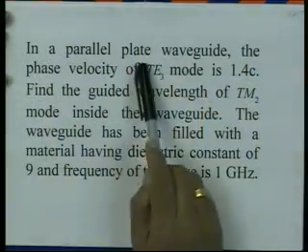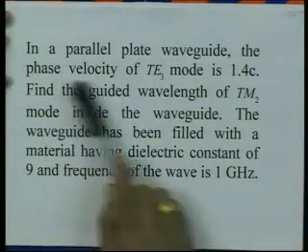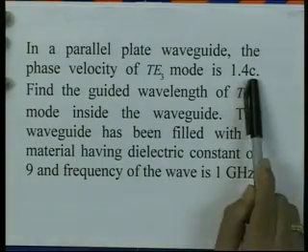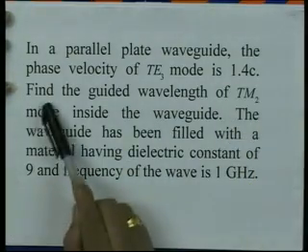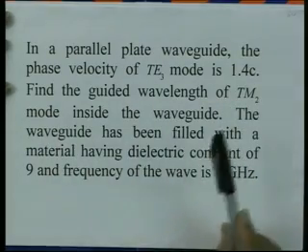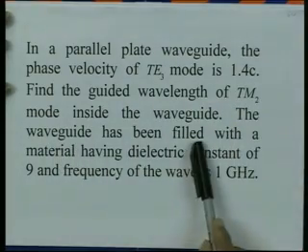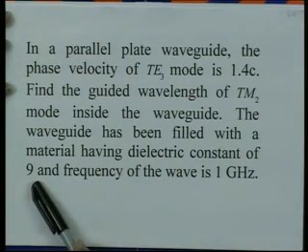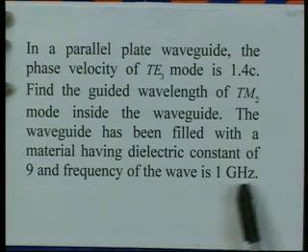Let us consider a problem. In a parallel plate waveguide the phase velocity of TE3 mode is 1.4 c, where c is the velocity of light. Find the guided wavelength of TM2 mode inside the waveguide. The waveguide has been filled with a material having dielectric constant of 9 and the frequency of the wave is 1 gigahertz.